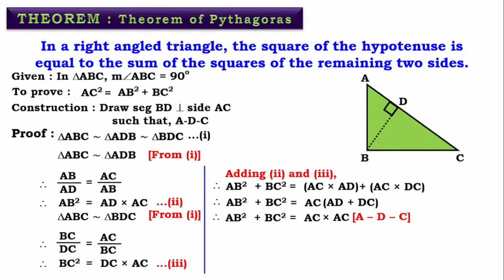Understood? Therefore, AB square plus BC square is equal to AC into AC, which gives AC square. Therefore, I rearranged it: AC square is equal to AB square plus BC square. This is how I have proved that AC square is equal to AB square plus BC square. Understood? What is my AC? That is the hypotenuse. So the square of the hypotenuse is equal to the sum of the square of the remaining two sides. That is AB square plus BC square.